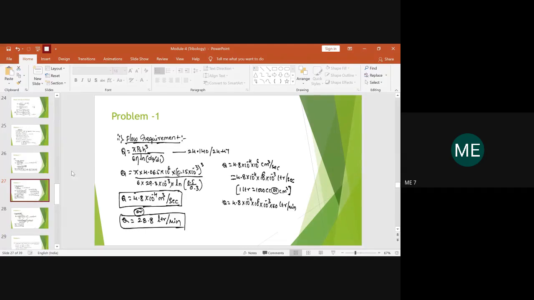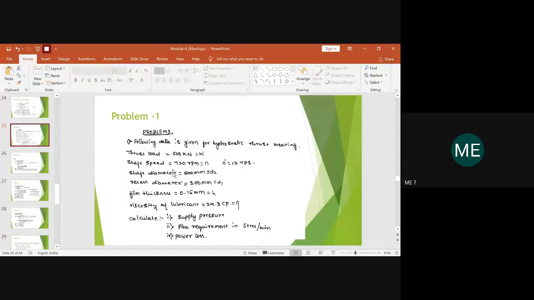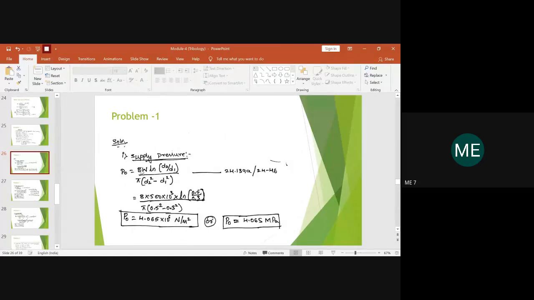Then we have the flow requirement. We have derived the equation for flow requirement. You know this equation. We derived it in terms of R upon R naught, but as per the data handbook, it is in terms of D2 and D1. Even in the numerical, it is given in terms of shaft diameter and recess diameter only. Hence, we will change the derived equation as per the data handbook.